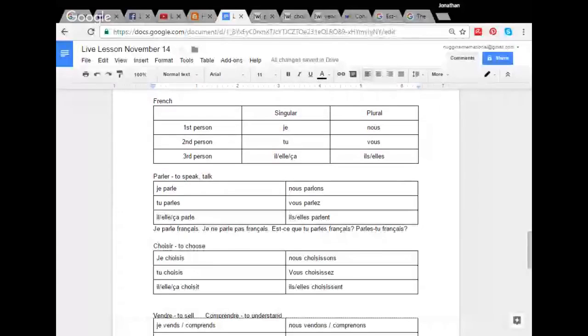I'm going to start sharing my screen so you can see these tables that I put together. So yes, you can see my screen here. French is a Romance language and an Indo-European language, so it has first person, second person, third person, singular and plural. We have the je form, tu, and then il, elle, and ça, which is like an it. So il is he, elle is she, and ça is like an it or a that. The we form is nous, and the vous form is a you formal or a you plural.